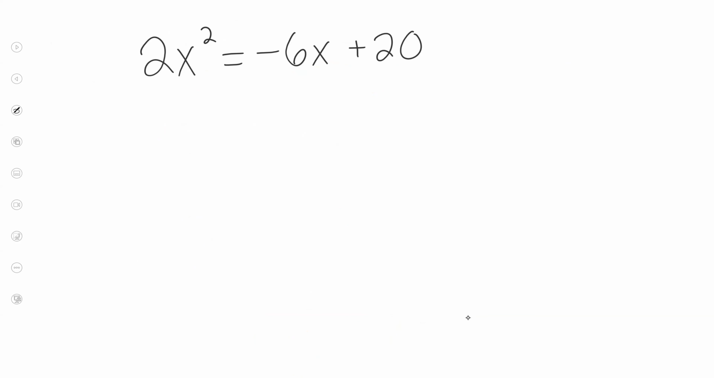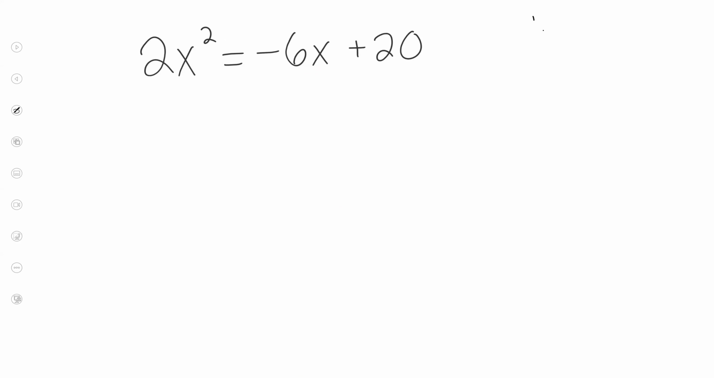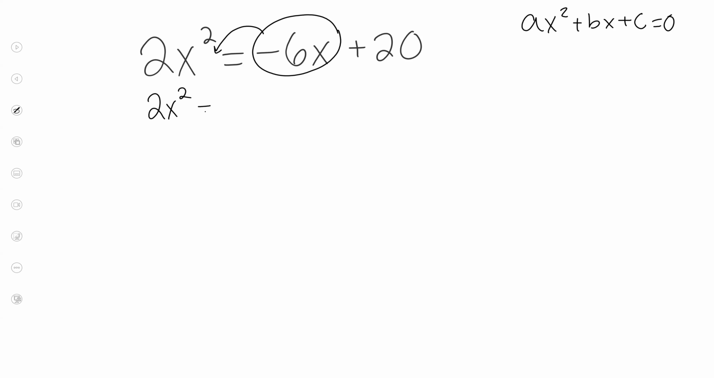Now notice, this one is not in standard form. Standard form looks like this: ax squared plus bx plus c equals 0. This is not in standard form, so let's put it in standard form. I'm just going to write this down again. I'm going to bring negative 6x to the other side, making it a positive 6x. I'm going to bring 20 to the other side, making it a minus 20. Now it is in standard form.